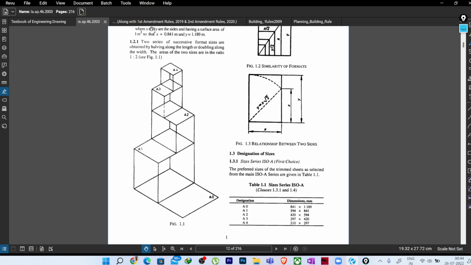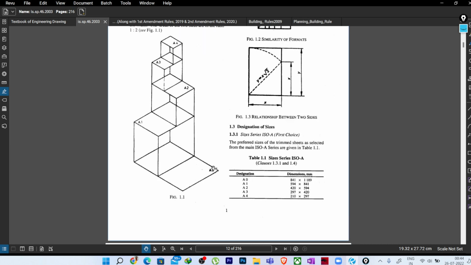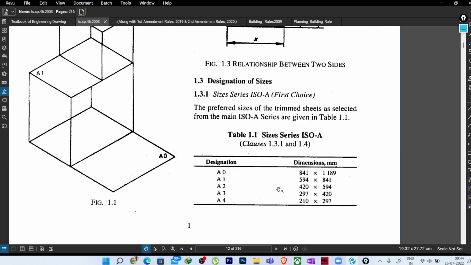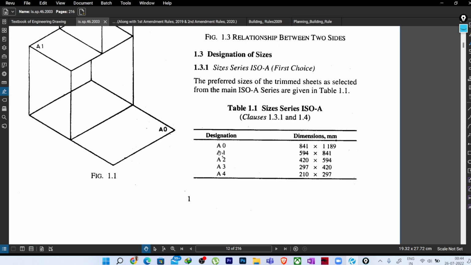Everything will be maintained according to the paper size you are using. Starting from the biggest size that we use in a construction drawing, this is nothing but A0. This is a very simple thing, you can understand it easily. The size of A0 is 841 by 1189. This dimension is 841, and this dimension is 1189, and this is in mm.